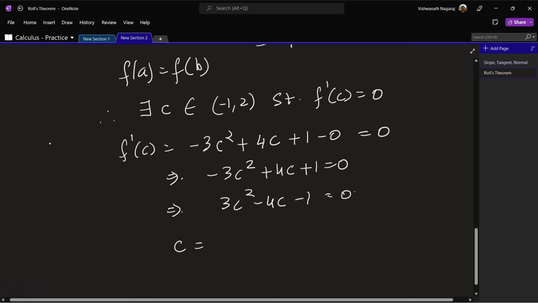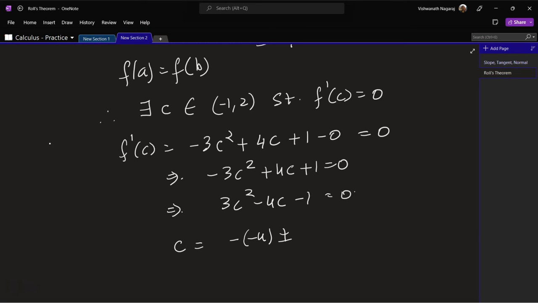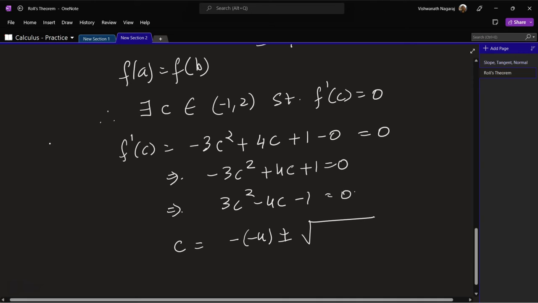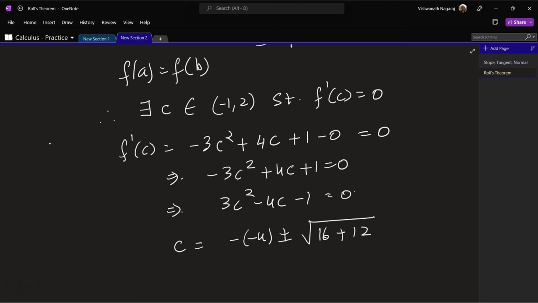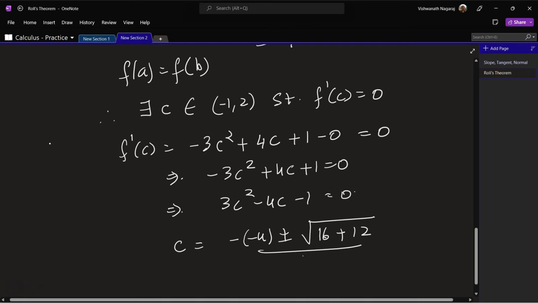So now c is going to be minus b, so minus minus 4, plus or minus square root of b square, which is 16, minus 4ac, which is minus 4 into 3 into minus 1, divided by 2a, that is 6.